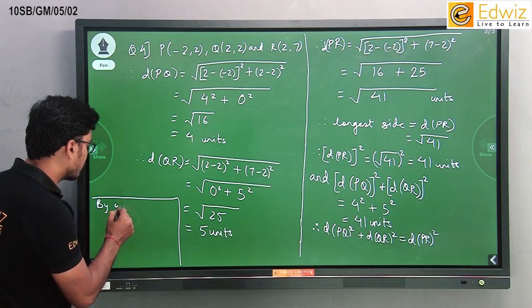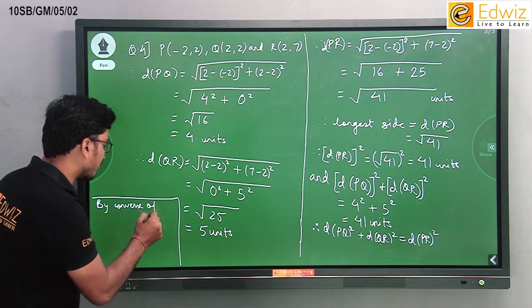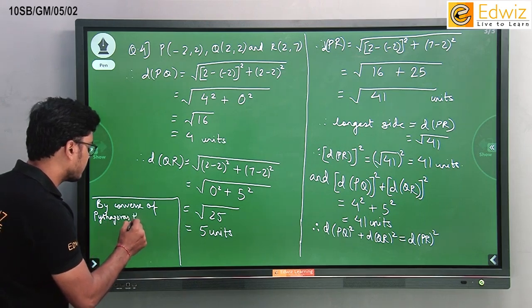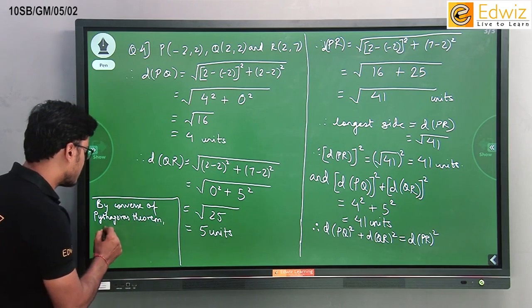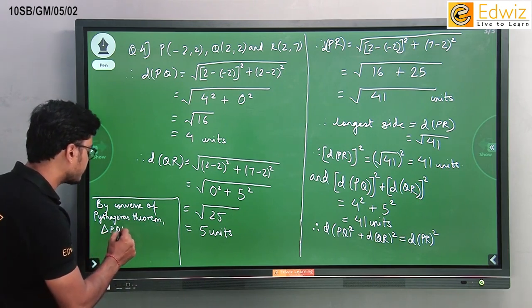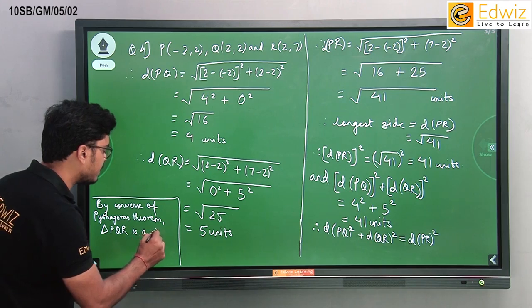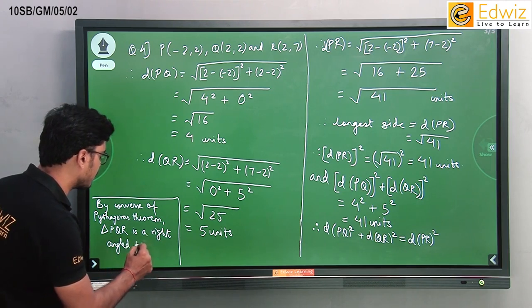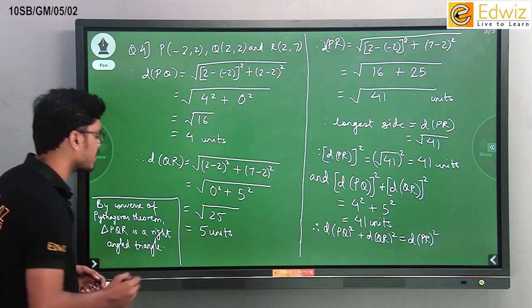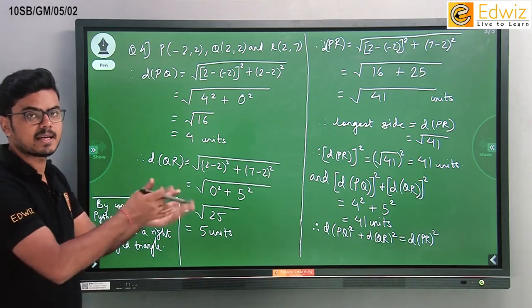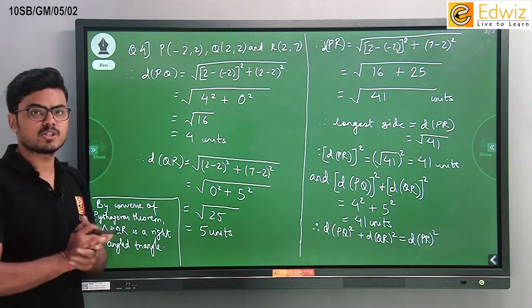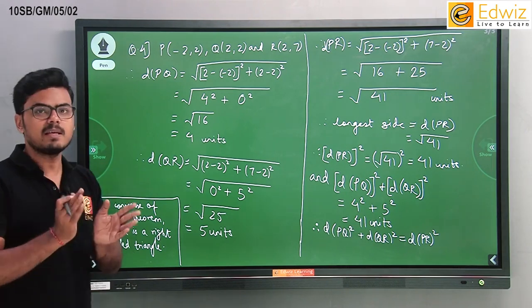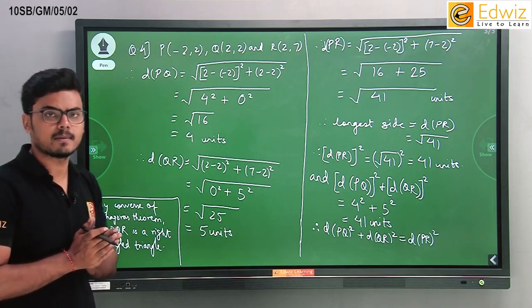By converse of Pythagoras theorem, triangle PQR is a right angled triangle. Okay, so this statement should be written towards the end of the question, but I have written it in this corner. So make sure you write it properly. Now this is the solution for question number 4. I hope you got this question. Quickly make a note of this question while I wait for you for a minute.